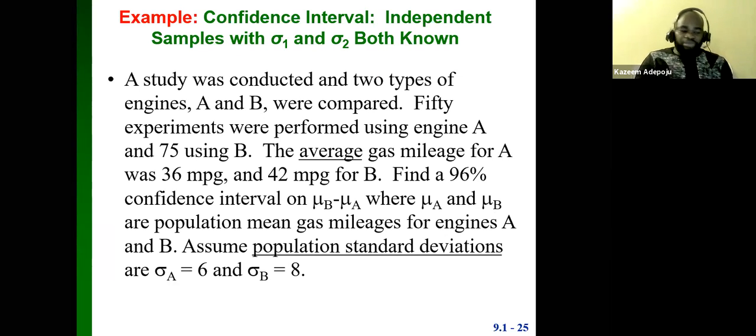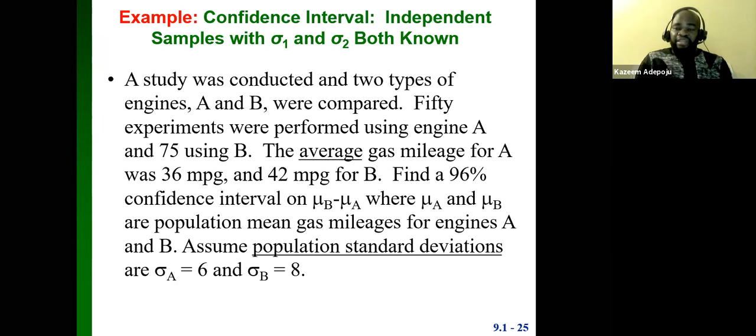Let's work out an example on this. Don't forget, the standard deviations of the two groups are known. Now a study was conducted, and two types of engines, A and B, were compared. 50 experiments were performed using engine A and 75 using engine B. The average gas mileage for A was 36 mpg and 42 mpg for B.